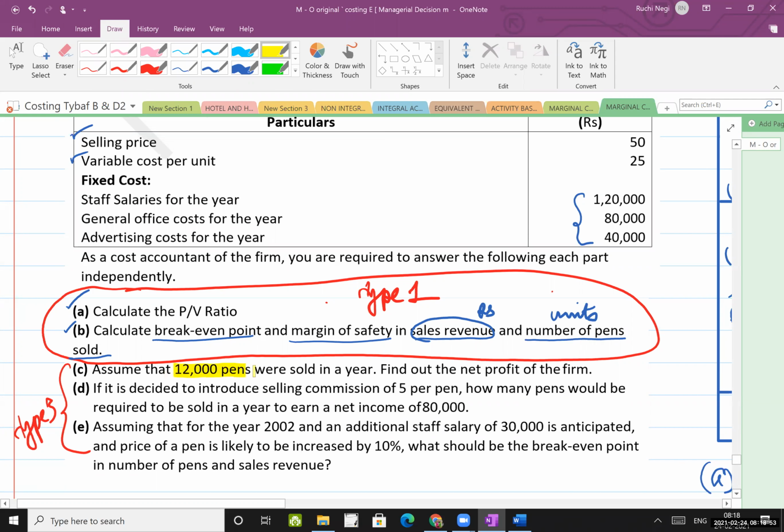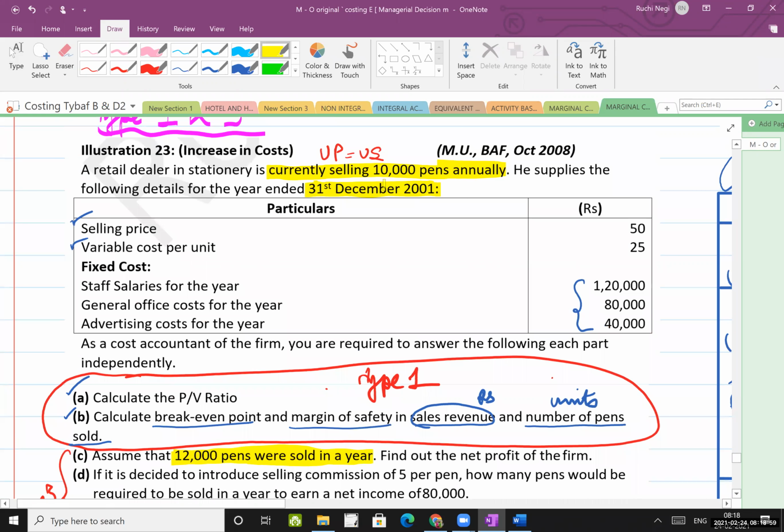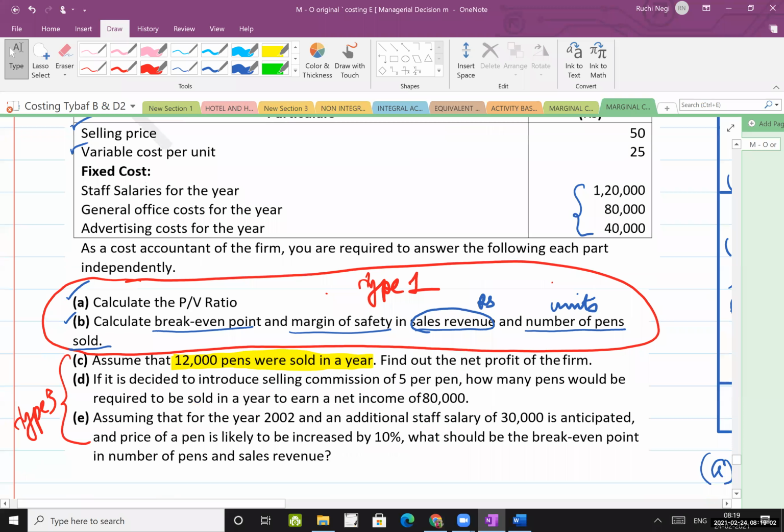Assume that 12,000 pens were sold in a year. So look, earlier your units sold or produced was 10,000. Now what has been said? Now it is said 12,000. Find out the net profit of the firm, they have told you to calculate net profit of the firm. Next, what has been said? If it is decided to introduce selling commission of 5 rupees per pen. This is the new cost they are telling you to incur. Introduce means to incur a new cost in future. So how many pens would be required to be sold in a year to earn a net income of 80,000?